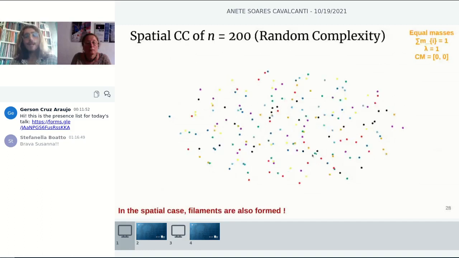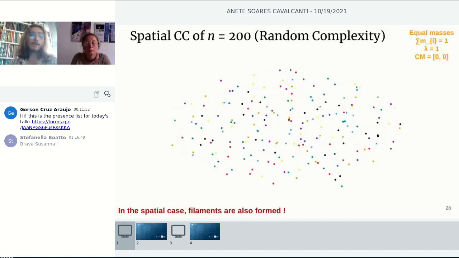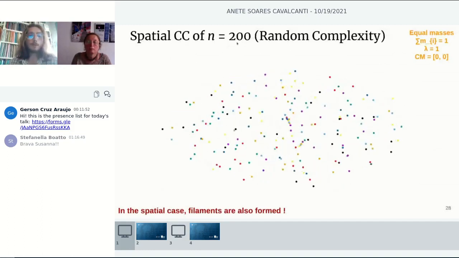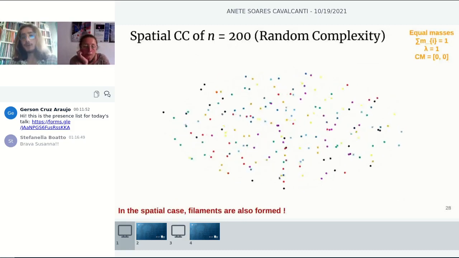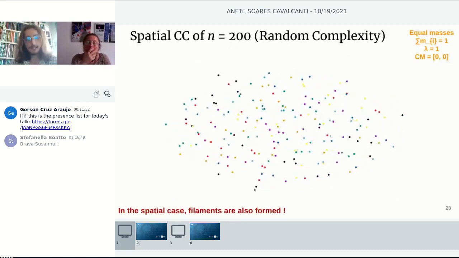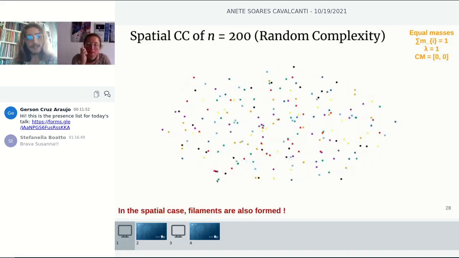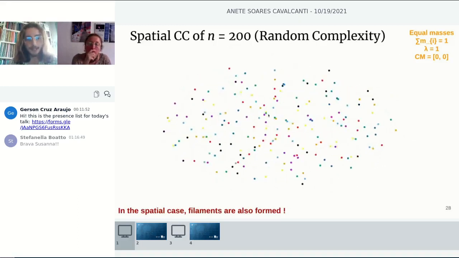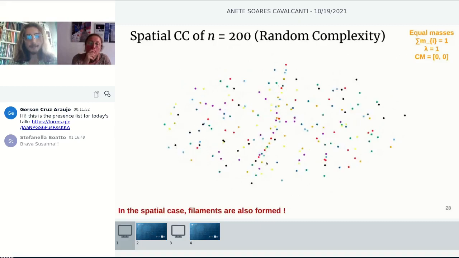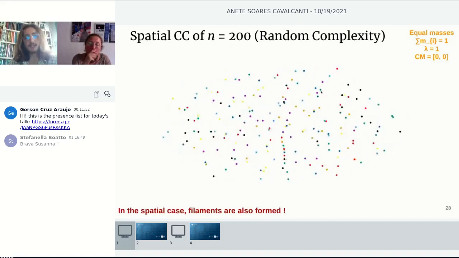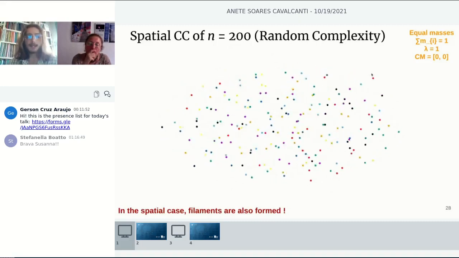And we have also been able to compute the spatial central configurations of 200 bodies of random complexity. Here we can see that filaments are also formed. Here it is quite clear. This looks like a kind of boomerang. And this is, in my opinion, also an interesting result.